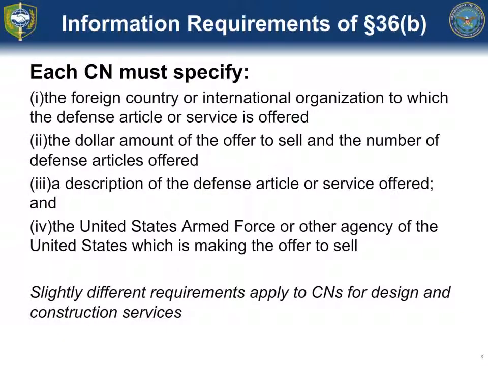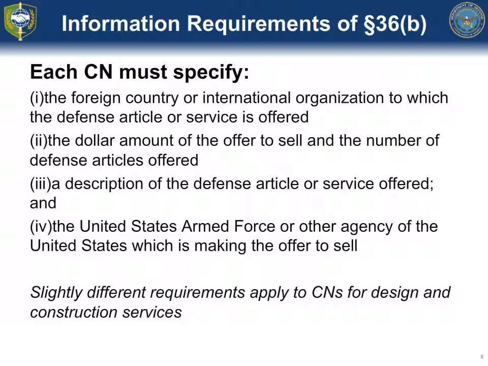But the first requirement that Section 36(b) says is that a CN has to specify these four things. If you actually go and look at the copy of the Act, you'll see frequent repetitions or references back to small Roman numerals one through four. And these are what they are.